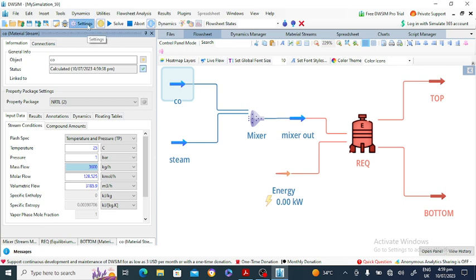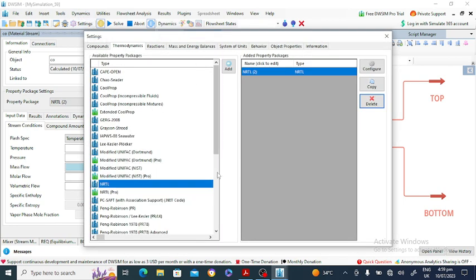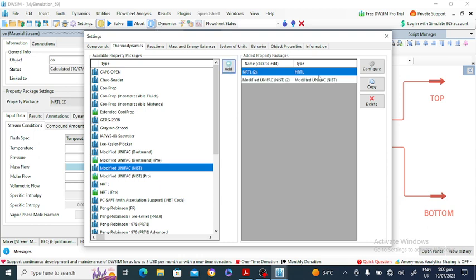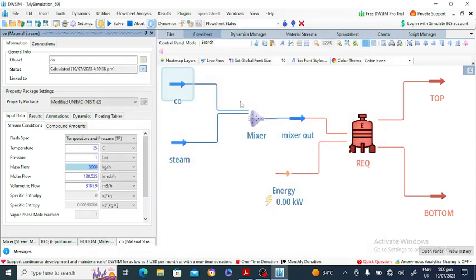So go to settings and add some other package like the UNIFAC method. Add this one, remove the previous one, and click on solve. So it shows some error. Now I'm changing the temperature, to see whether it works or not. Error.